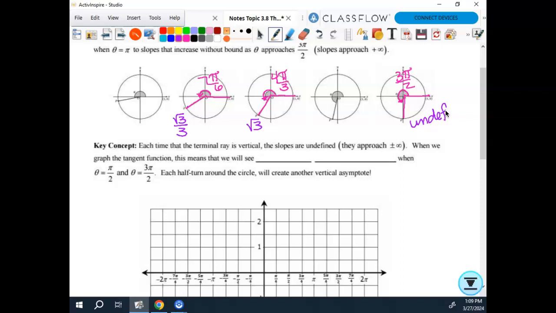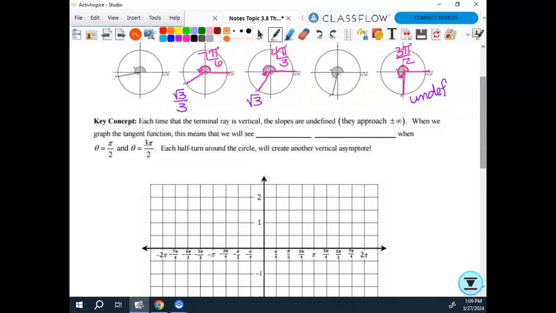So that's kind of attaching it, or making it make sense with the unit circle. What we're getting to here is that each time the terminal ray is vertical, the slopes are undefined. We know that. When we graph the tangent function, and when we get down here, we start plotting things. If something is undefined, there's a couple of ways you can show it on the graph. What's one way you can show it? Open circle. That's one way. What's another way?